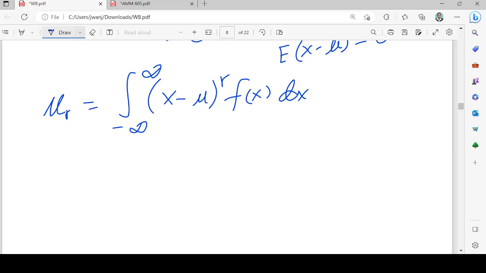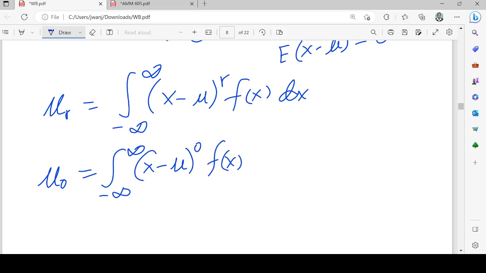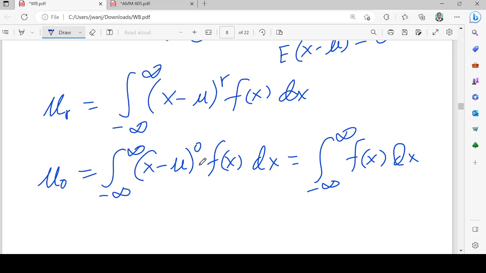We see that when we write mu 0, the result will be the integral from negative infinity to infinity of x minus mu raised to power 0 times f of x, and we integrate with respect to x. This will be the integral from minus infinity to positive infinity of f of x dx, because any number raised to power 0 is 1. So this quantity here, which we are raising to power 0, will give us a value of 1.